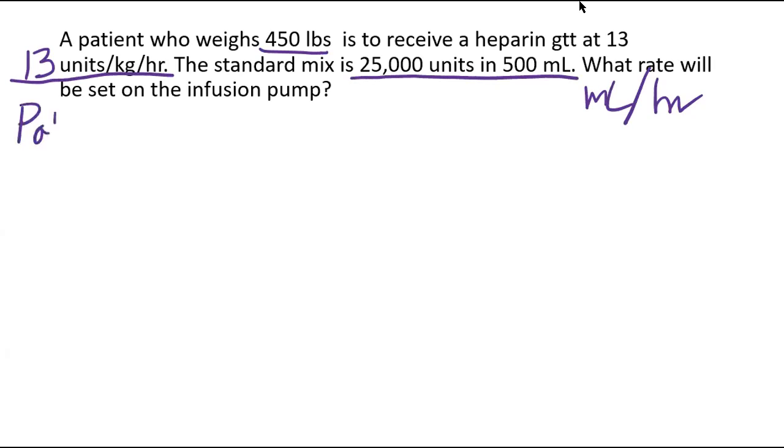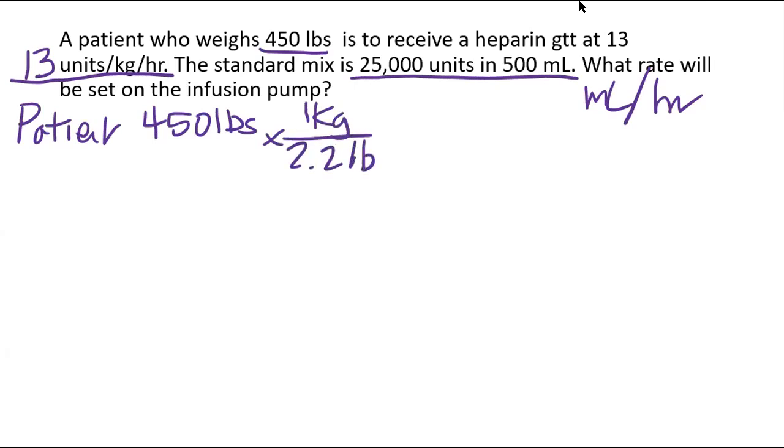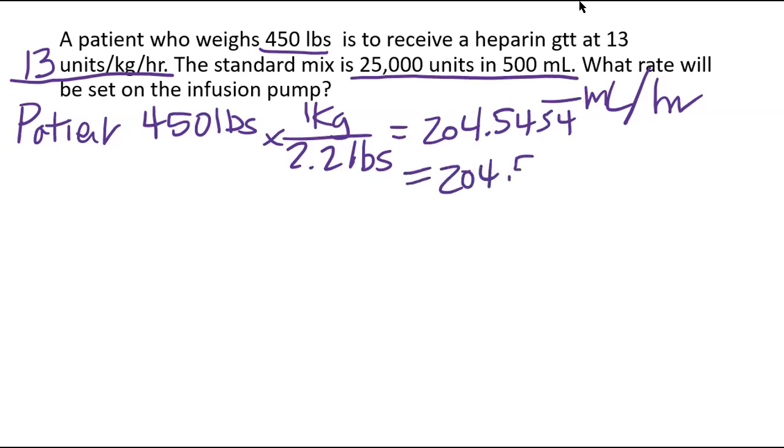Let's do the patient first. So they're 450 pounds times 1 kilogram over 2.2 pounds. So it's 450 divided by 2.2. You're going to get 204.5454545454 forever and ever. So let's just say 204.55. This is an adult, they're 450 pounds. Let's just do 204.5. Okay, so that's how much they weigh.